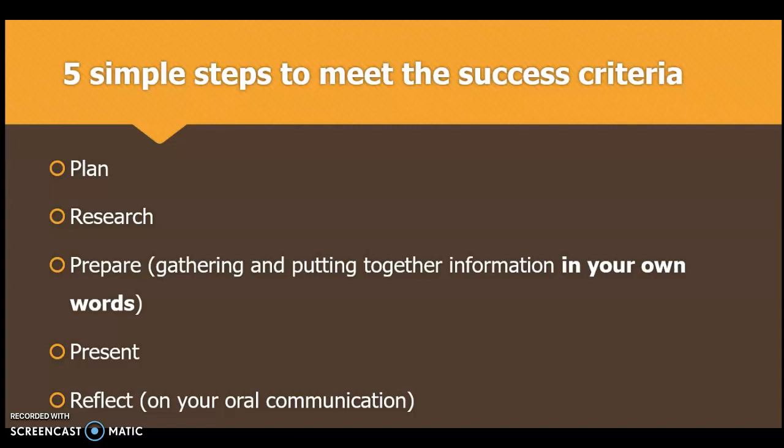Here are the 5 simple steps to meet the success criteria, and these are really important to note, okay? Number 1, you must plan. You must plan on what you will talk about and how you will go about talking about it. Number 2, you need to research. Your topic is a place where I belong, so maybe you need to do some personal research into a place that you feel you most belong. Third, you need to prepare: the gathering and the putting together of information, and all of this must be done in your own words.